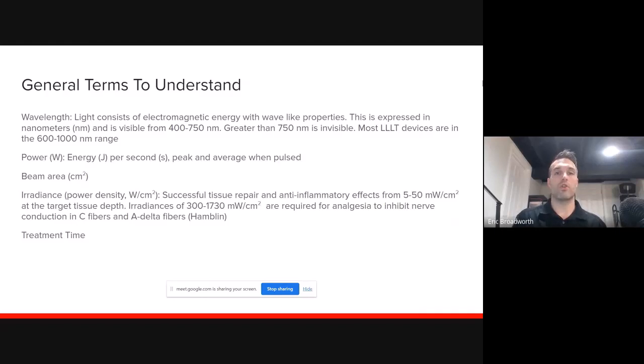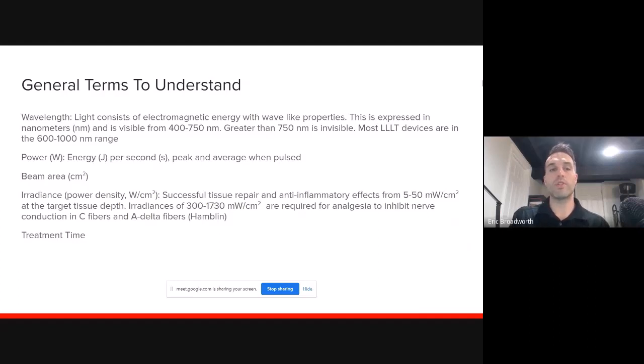Some general terms to understand when you're working with this: wavelength is obviously a big one. Wavelength is the light that consists of electromagnetic energy with wave-like properties, expressed in nanometers. The visible nanometers are from 400 to 750. When it comes to red light therapy, this is typically in the 600 to 1,000 nanometer range. So 600 to 750 is typically going to be the visible.